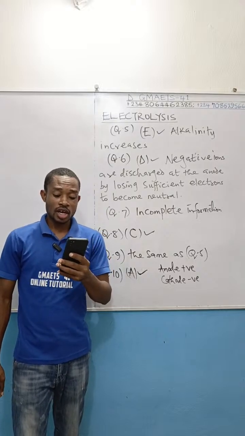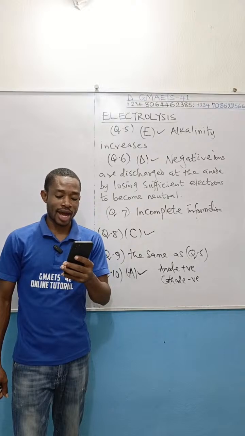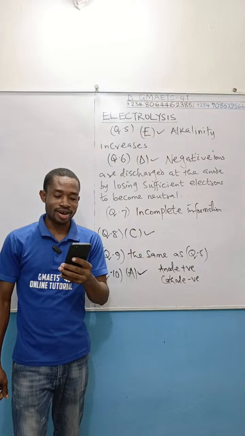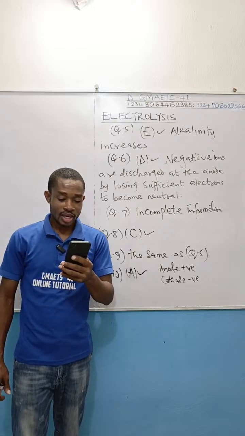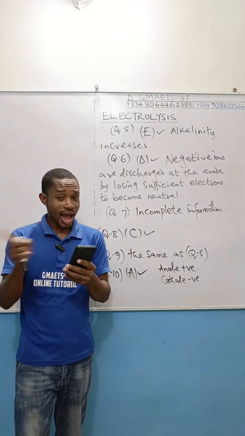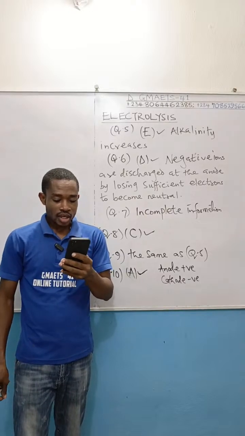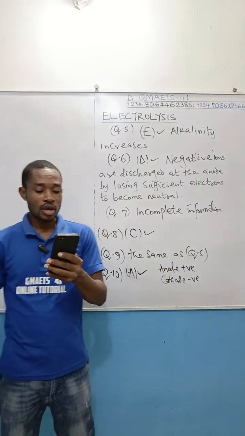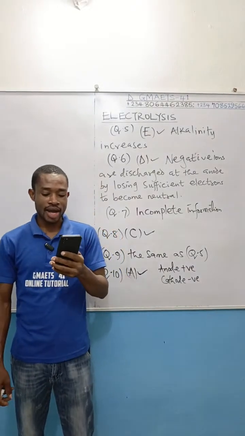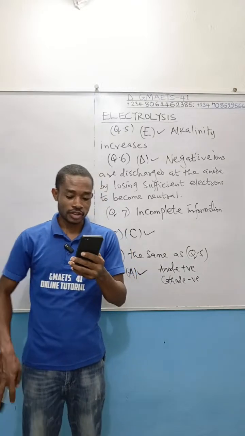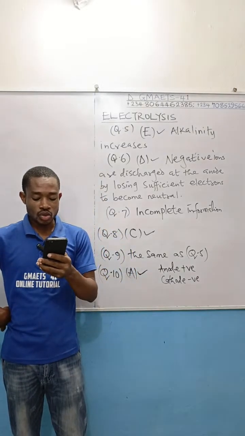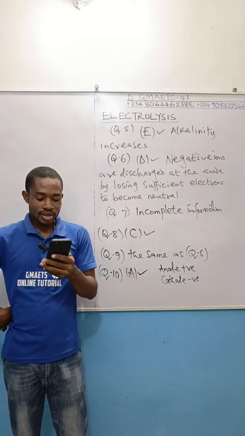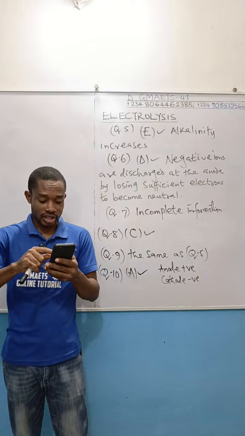Option A, the litmus turns blue but no gas is evolved. Option B, the litmus turns blue and oxygen is evolved. They say at the anode, take note. Option C, the litmus turns blue and hydrogen is evolved. Option D, the litmus turns red and oxygen is evolved. Option E, the litmus turns red and then becomes colorless. That one does not make any sense.